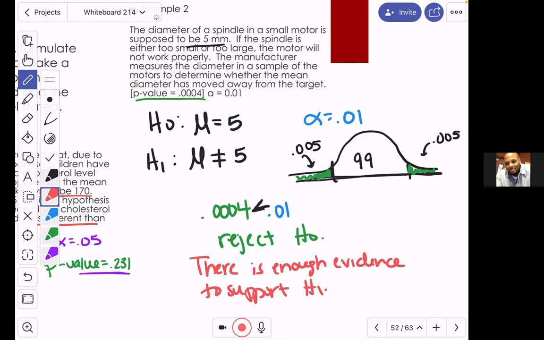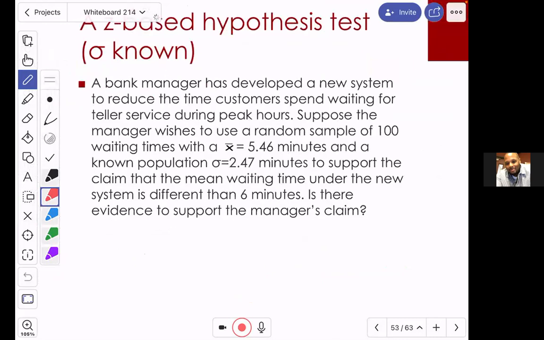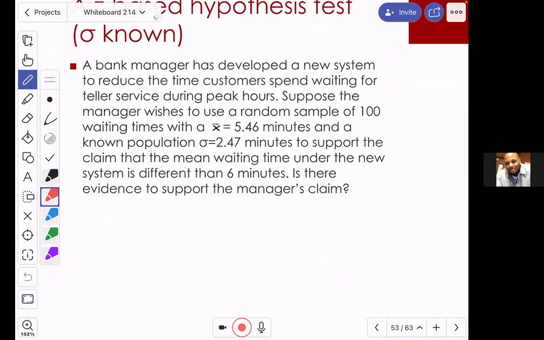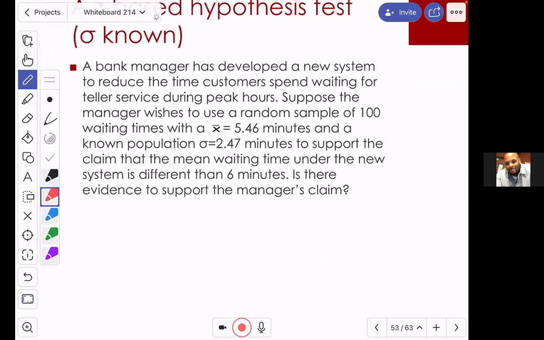Right now, all we're doing is talking about making a decision and coming up with a conclusion, right? And the decisions and conclusions are all based off of the evidence, all right? So here's an actual example of how we run a hypothesis test. This will probably be the last thing I do tonight.